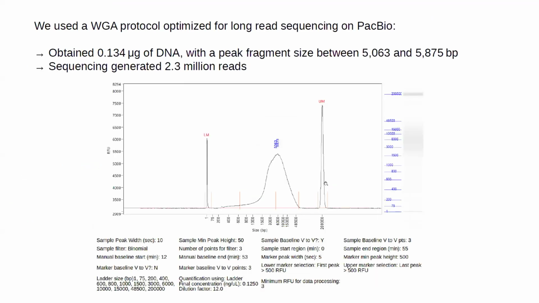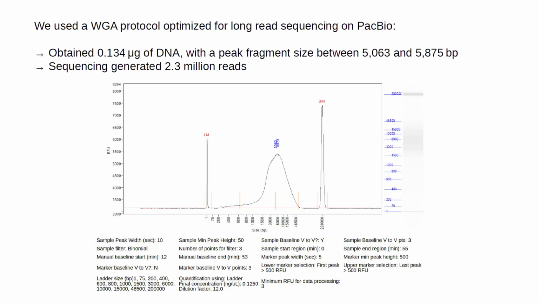genomes. I have to say that we were very happy to be one of the first researchers to test the new optimized version for the PacBio sequencing. So here the whole genome amplification reagents of Atrandi are optimized, adjusted to produce longer reads. So we finally obtained 0.1 micrograms of DNA with a peak fragment size between 5 and 5.8 thousand nucleotides.